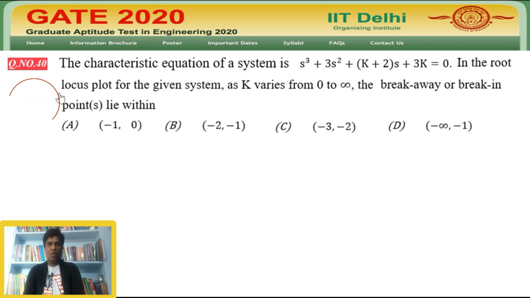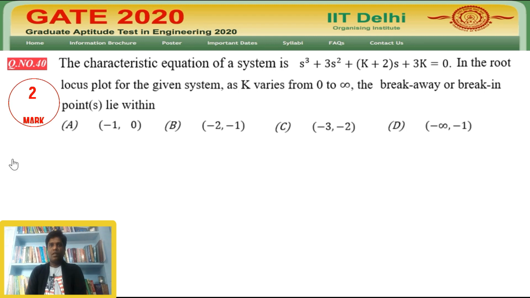In the root locus plot for the given system, as k varies from 0 to infinity, the breakaway or break-in points lie within. The options are: option A, minus 1 to 0; option B, minus 2 to minus 1; option C, minus 3 to minus 2; option D, minus infinity to minus 1. The solution of the problem: this problem is based on the root locus concept.